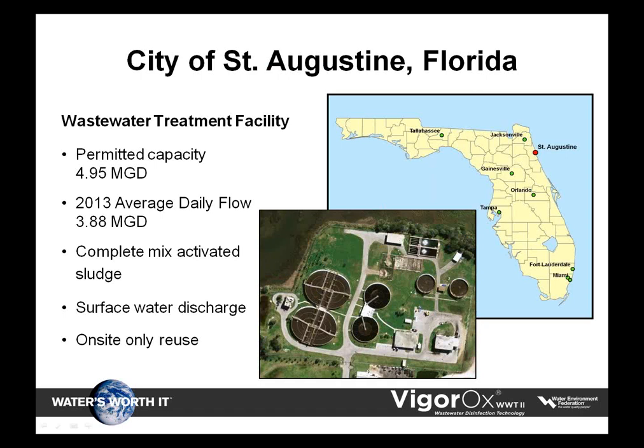A little background on us. We are located in St. Augustine, Florida, which is in the northeast part of the state between Jacksonville and Daytona. Our wastewater treatment plant is permitted for 4.95 million gallons per day. And last year, our annual average flow was 3.88 million gallons. Our process is complete mix activated sludge. We discharge to surface water, and we have on-site only reuse. We don't distribute any to our customers.